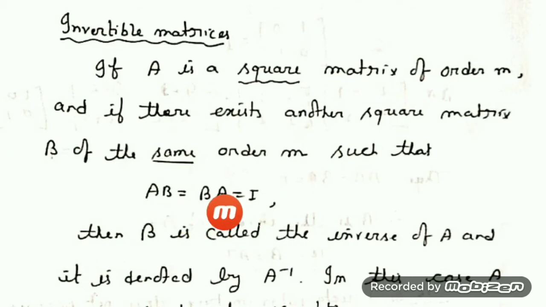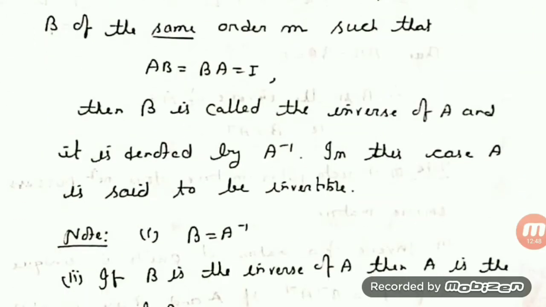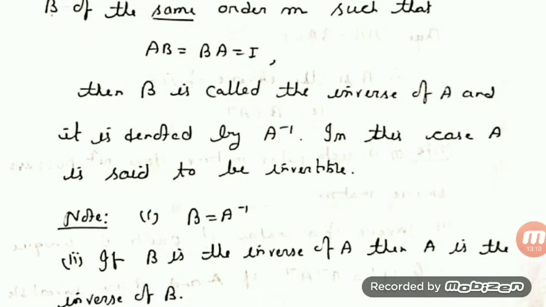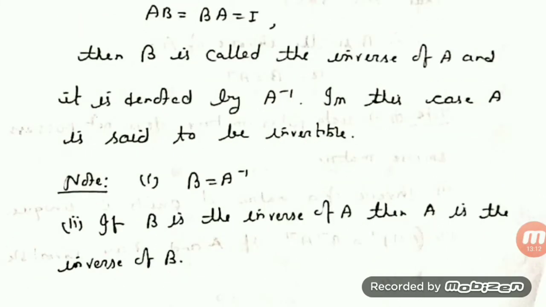This is a very important case. Then we call B the inverse of A, and it is symbolically denoted by A to the power minus 1. In that case A is said to be invertible. So here I am writing B as A inverse. B is the inverse of A. And one more thing you have to know: if B is the inverse of A, then A is the inverse of B also.